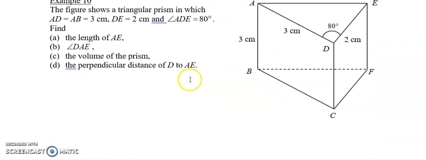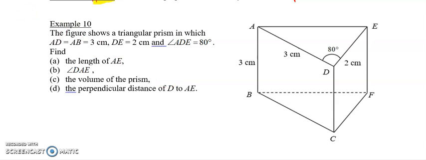Now let's look at example 10. We have a triangular prism, in which AD and AB are 3 cm, and DE is 2 cm, and angle ADE is 80 degrees. We are supposed to find the length of AE. In this case, we do not know if ADE is a right angle triangle, so we can't use our Tokaso.